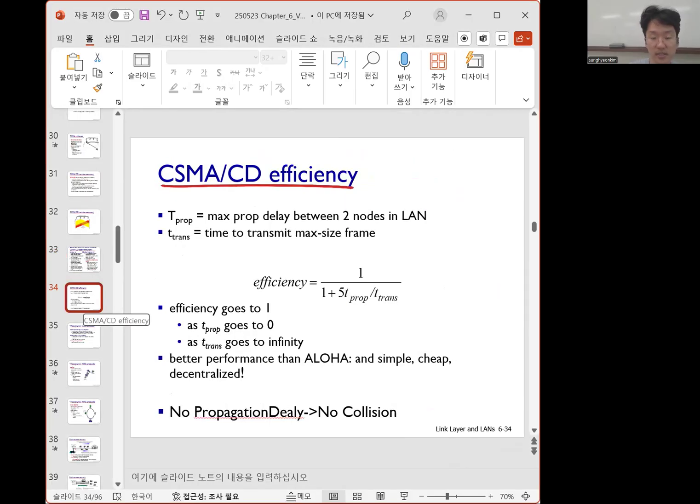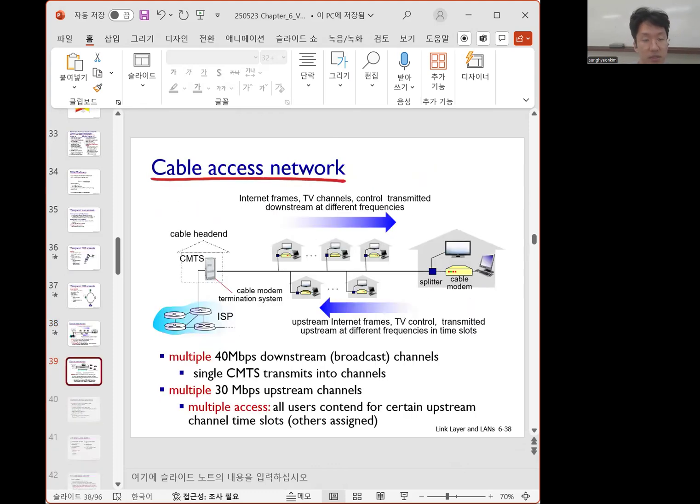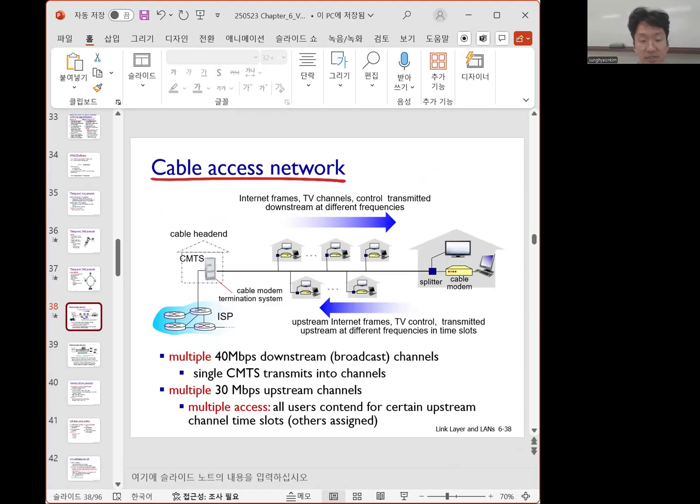And CSMA efficiency. Collision is basically because of propagation, if we simply say. And there's taking turns MAC protocol, which includes channel partitioning and so on. And then the cable access network comes in.